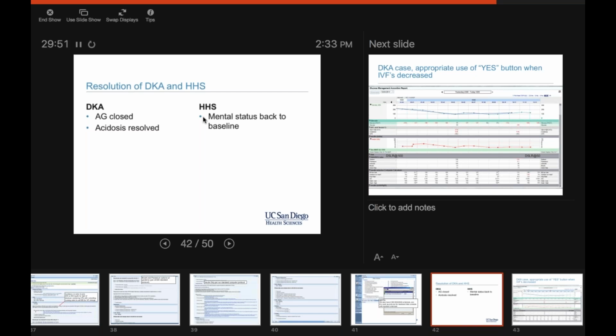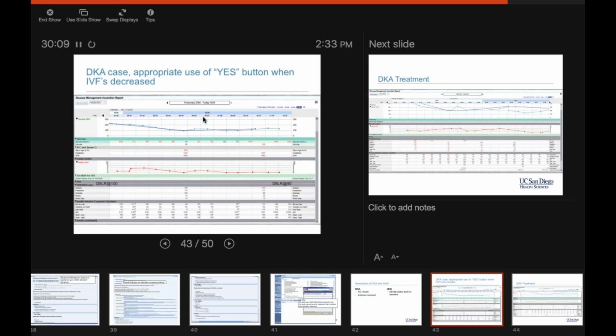Okay? Resolution of HHS is when their mental status is back to baseline. That can often take a day or 2 or 3, or at least 2 days, to figure out what their baseline was. So those are the cases that we might have to use that button, which we'll talk about in a second.